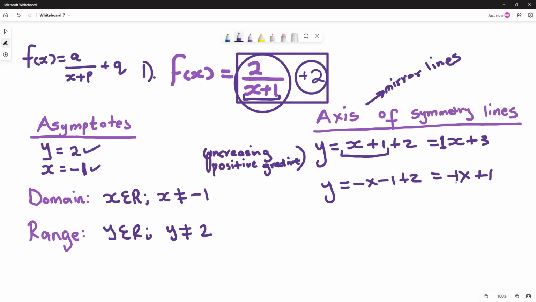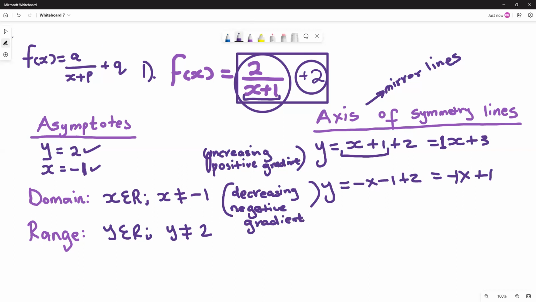That's how you find the second axis of symmetry line, which is negative x plus 1, right? So you can see that your gradient here is negative 1. So it's going to be decreasing because the gradient is negative. Decreasing axis of symmetry line, or the question will say, find the axis of symmetry line with a negative gradient.